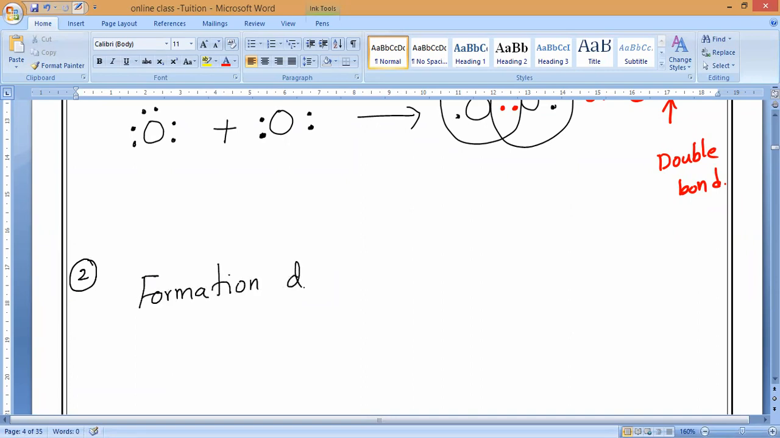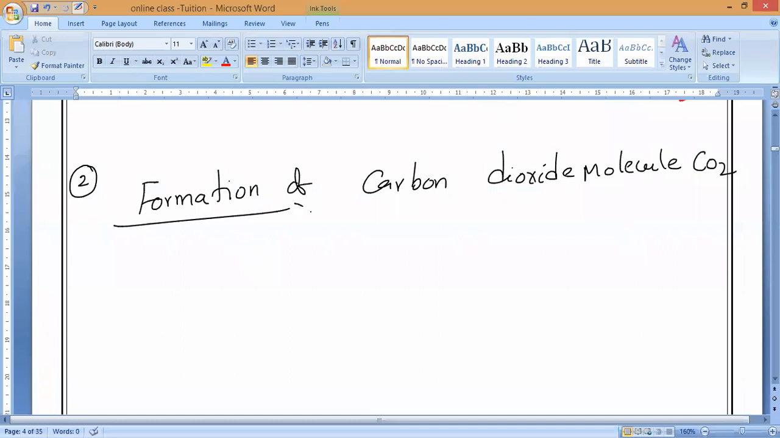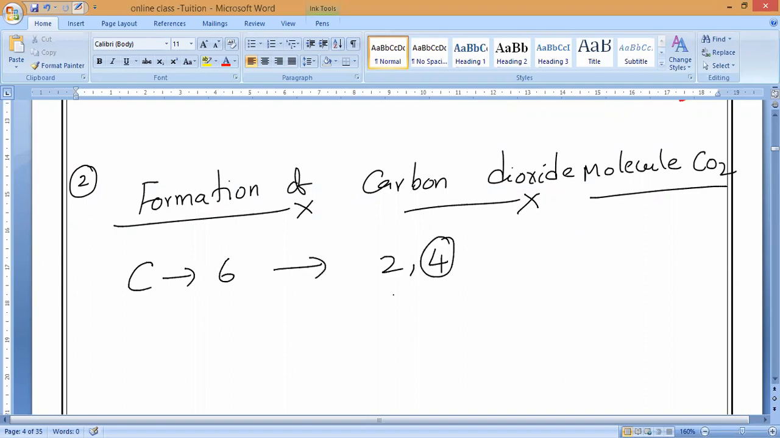Formation of carbon dioxide. Carbon dioxide molecule, CO2. Is it okay, guys? Understand? Now, what is the carbon valency? Carbon is 6, which is 2,4. So 4 more electrons are needed. How many electrons? 4 more electrons. It needs electrons to become stable in nature.